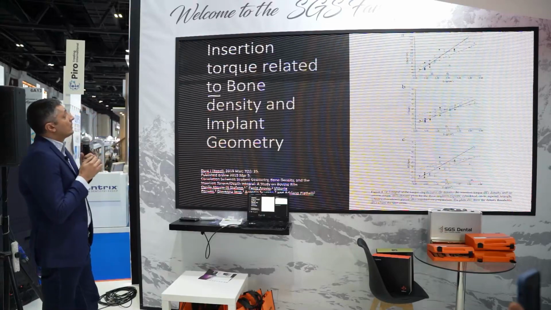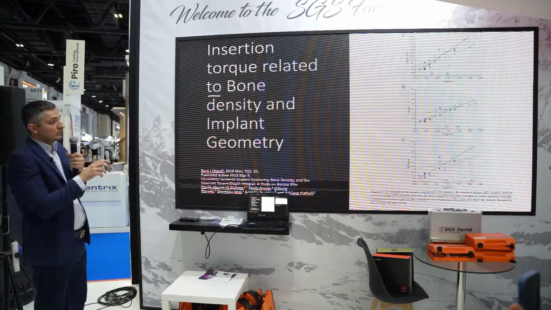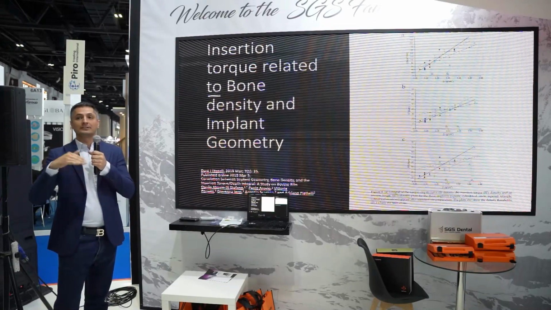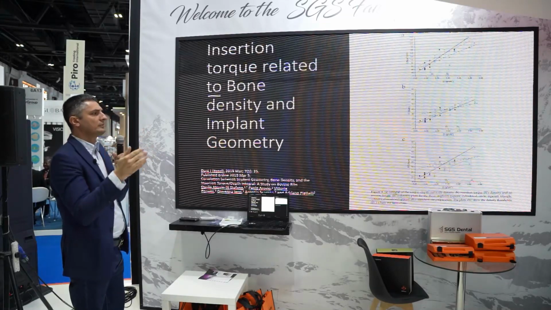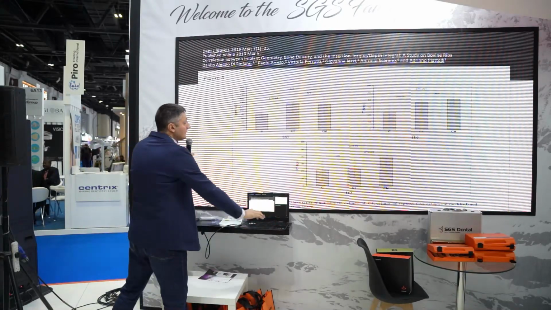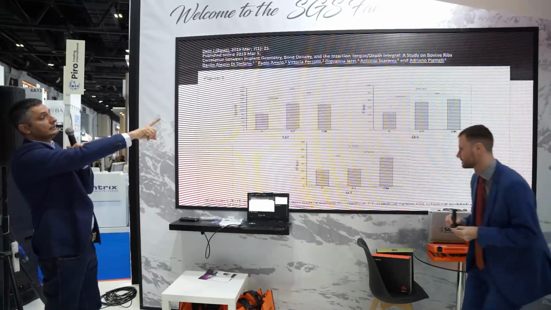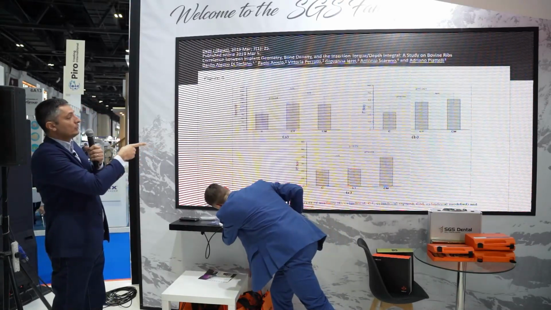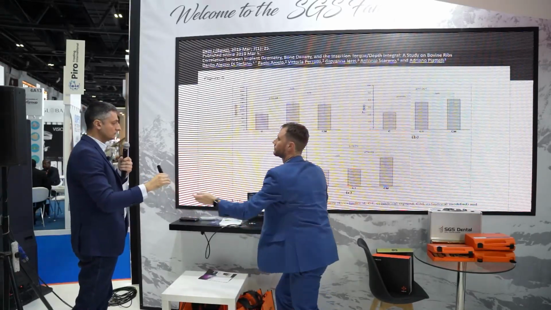Some articles talk about how insertion torque is related to the bone density and the implant geometry. For sure, we all know that cylindrical implants have lower insertion torque than the tapered implants and the modified one. So for sure there is a big difference. As a result, we can see here the insertion torque of a cylindrical implant is lower than the cylindrical tapered implant. And for sure, if we ask about the reverse torque, if we want to remove the implant, that is also a big difference.